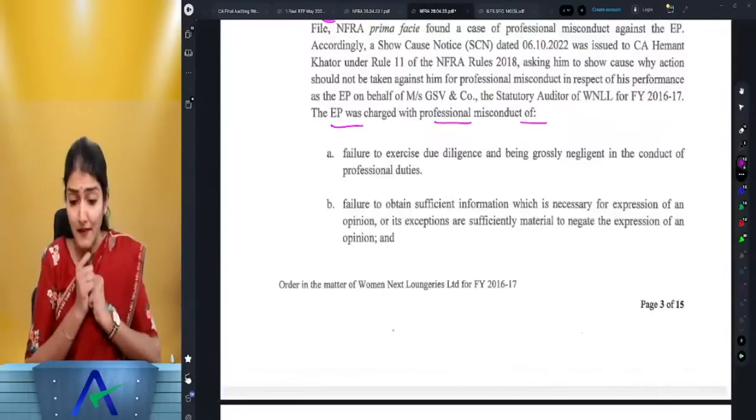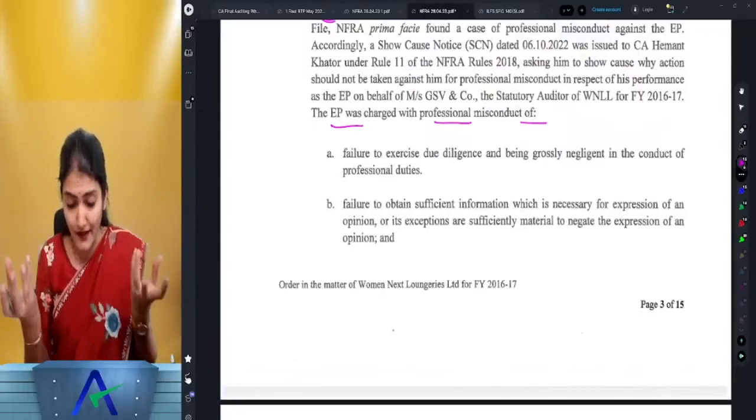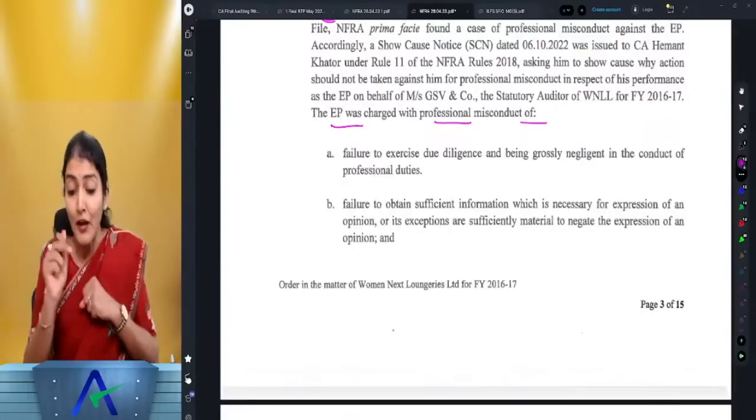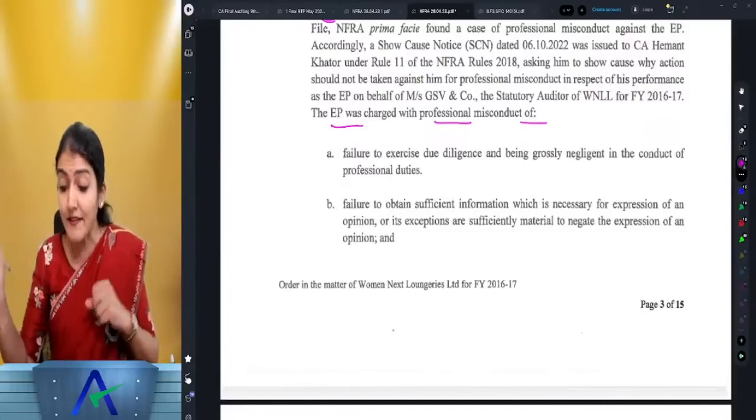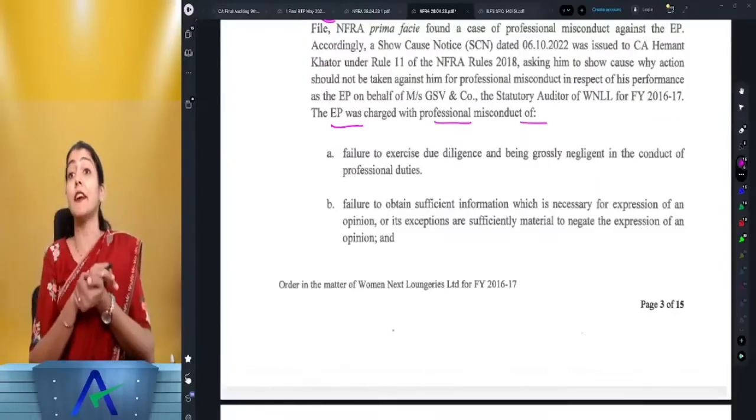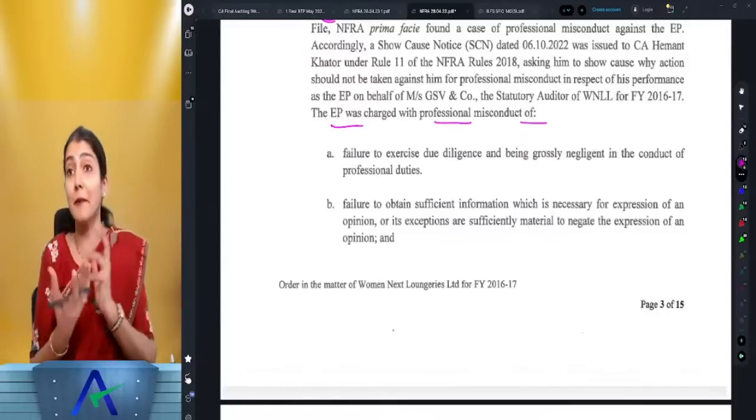Charged with professional misconduct of, does anybody? Not anybody, all of you, it has to come to you. Failure to exercise due diligence and being grossly negligent in the conduct of professional duties. Where is this coming in?